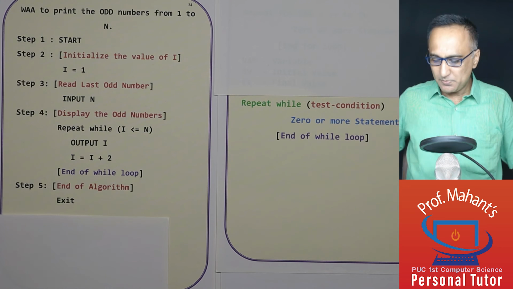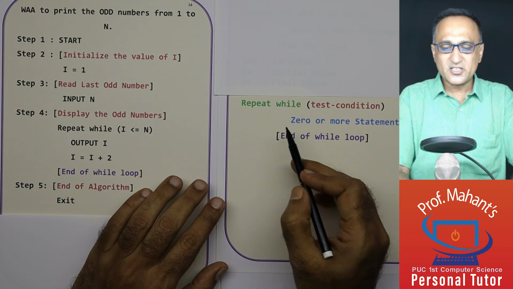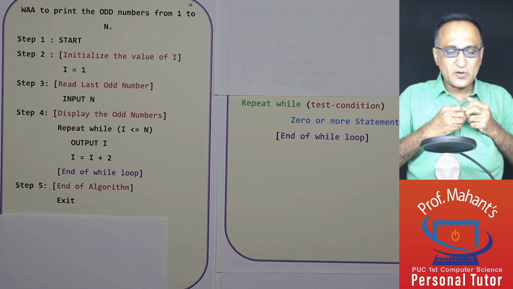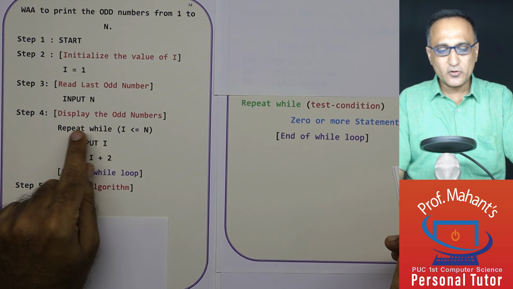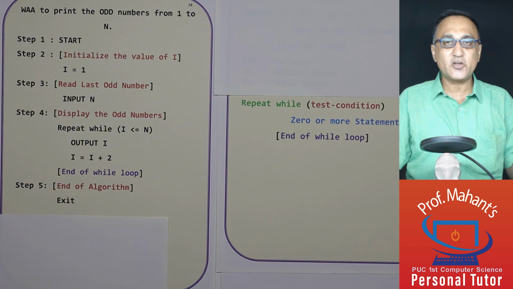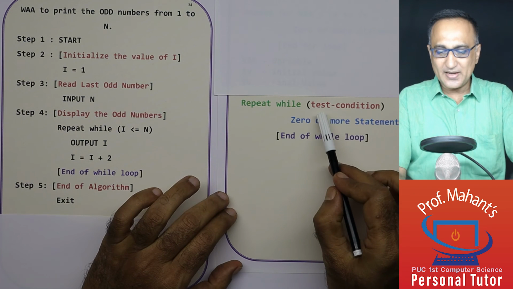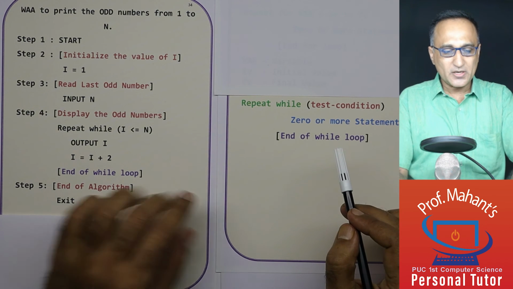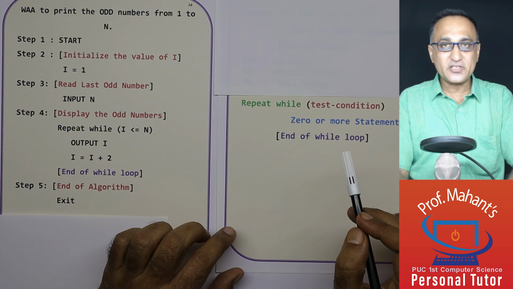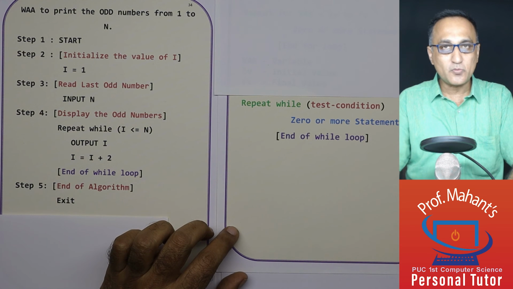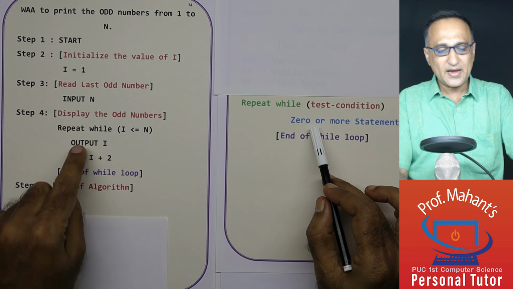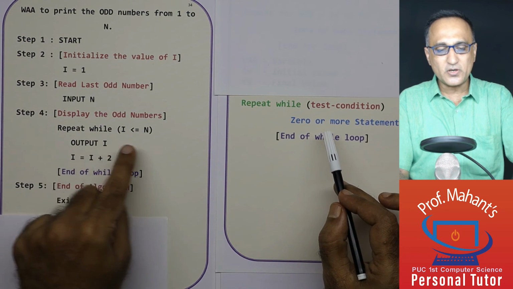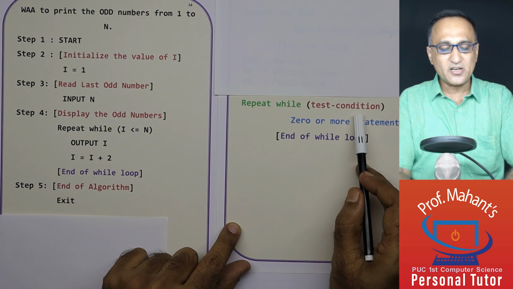Before we wind up, let me show you what the general structure for the repeat while is. Here, the words repeat and while indicate that whatever follows is going to be executed again and again as long as this test condition happens to be true. When I say set of statements, the word set means zero or more statements. Here I have two statements. These two statements are going to be repeatedly executed as long as this test condition remains true.